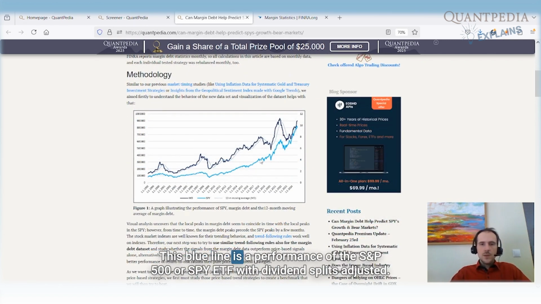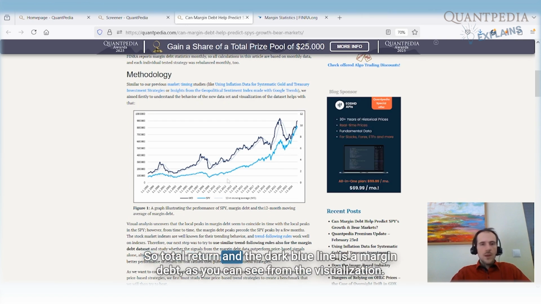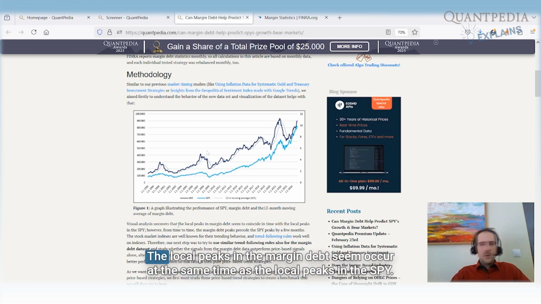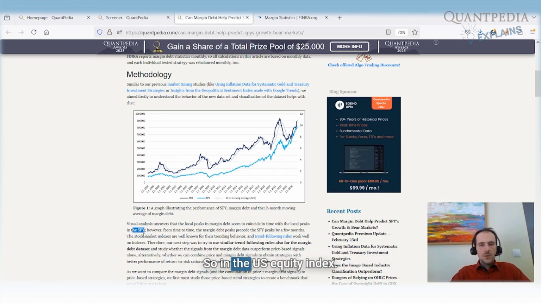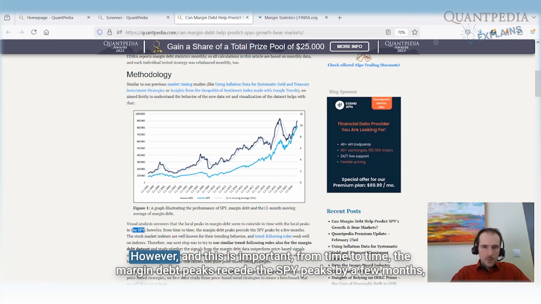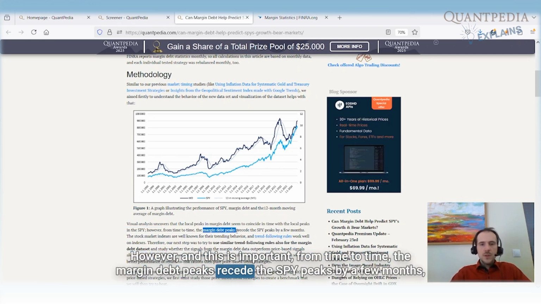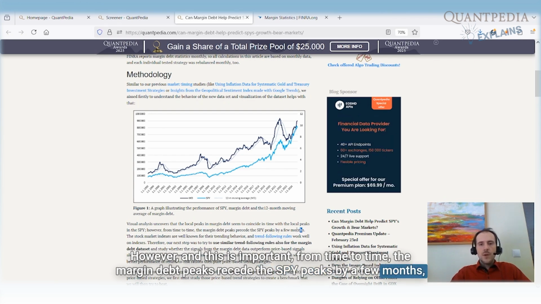This blue line is the performance of the S&P 500 or SPY ETF with dividends and splits adjusted, so total return. And the dark blue line is the margin debt. As you can see from the visualization, the local peaks in the margin debt occur at the same time as the local peaks in the SPY, so in the US equity index. However, and this is important, from time to time the margin debt peaks precede the SPY peaks by a few months, and this is important.